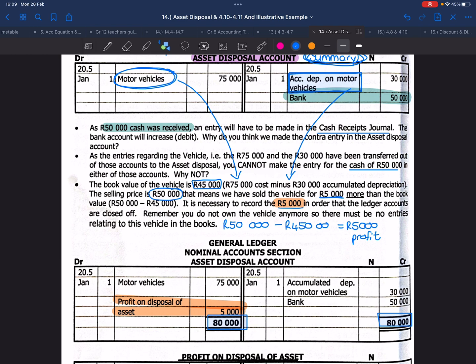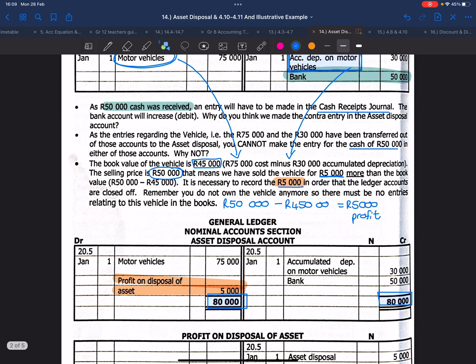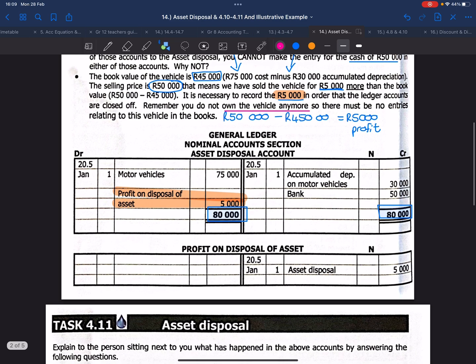Remember, you do not own the vehicle anymore, so there must be no entries relating to this vehicle in the books. That is why we cannot record the amount that we receive for the vehicle in either the vehicle or the accumulated depreciation, because we do not own the vehicle anymore. So it needs to be out of our books. We can't reflect anything relating to this vehicle in any of the accounts. So we saw we made a profit on disposal of assets, and profit on disposal is an income for your business, and we know that income increases on the credit side.